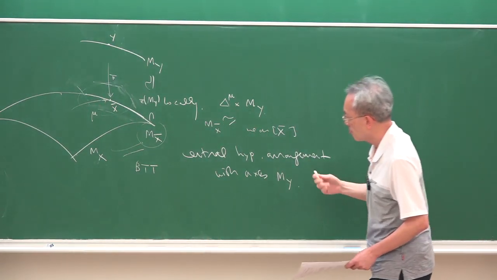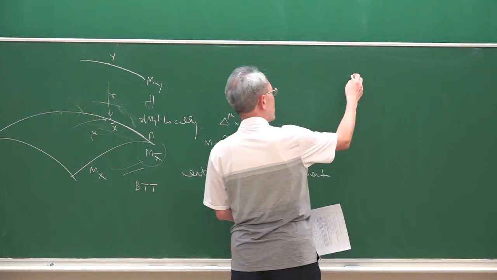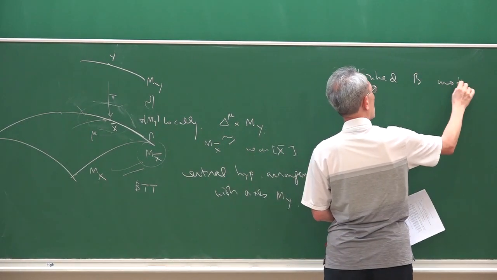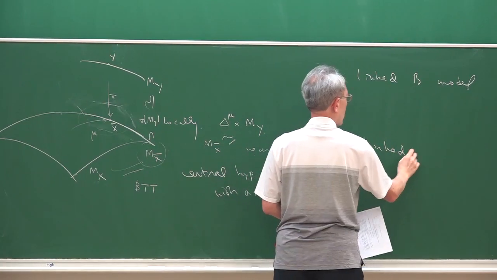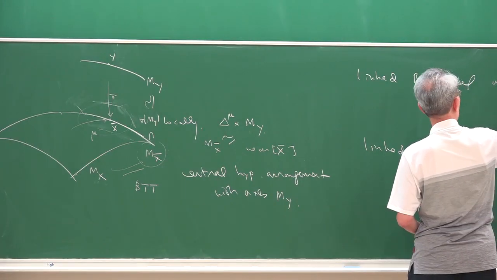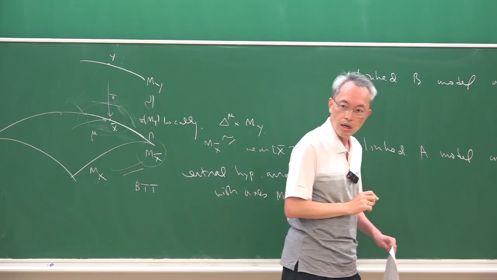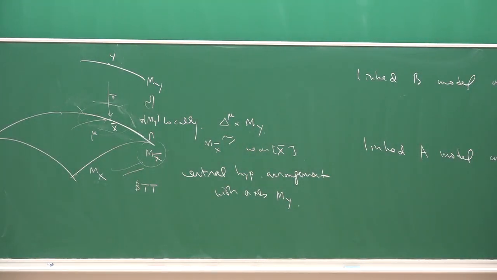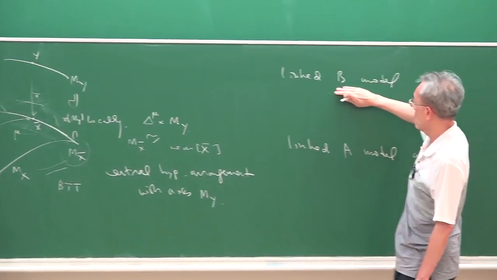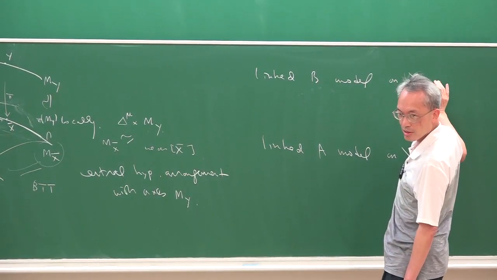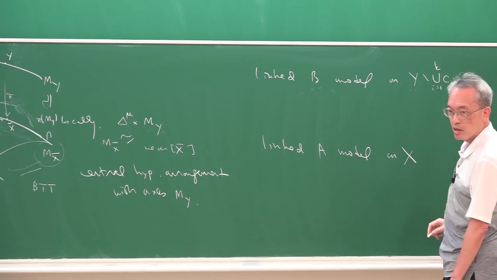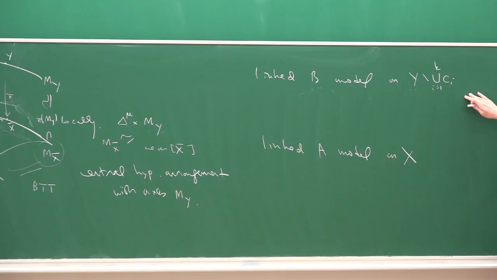Okay, so that's something that should be understood. I did something different. First, I have this so-called linked B model, and I also have this linked A model. The linked B model is on Y, and this is on X. Linked means you link your original B model, which is deformation theory, by those curves to be contracted. That means you just remove them, and you study the deformation of this open space.